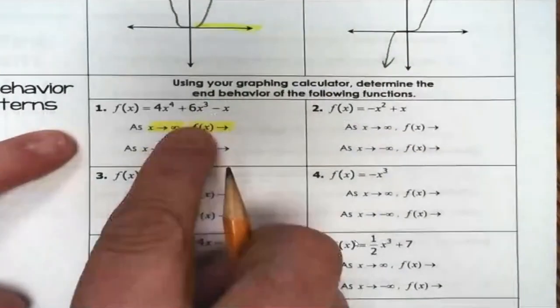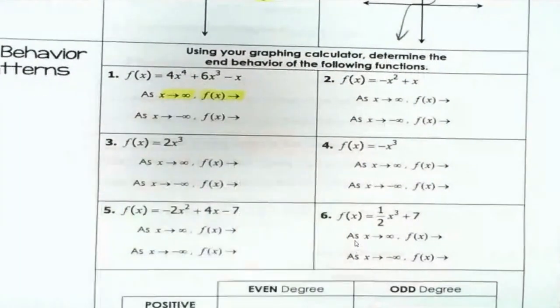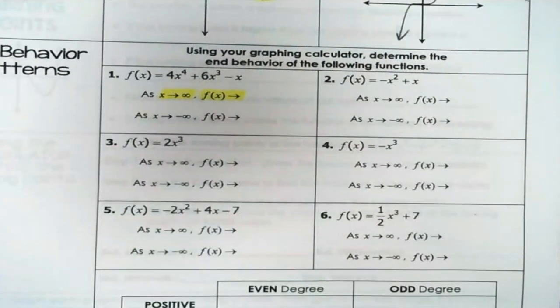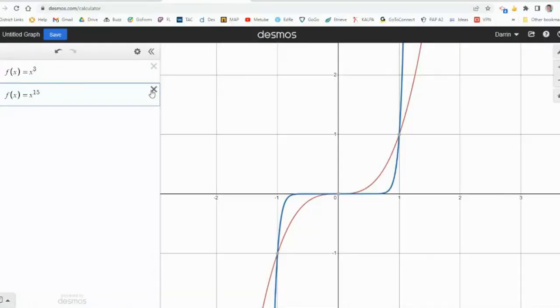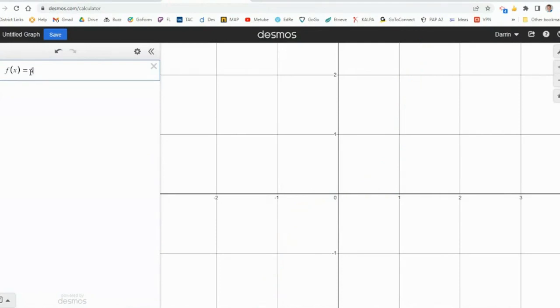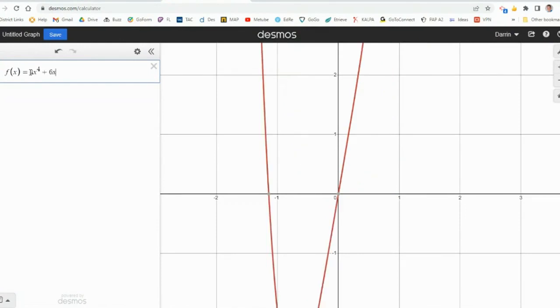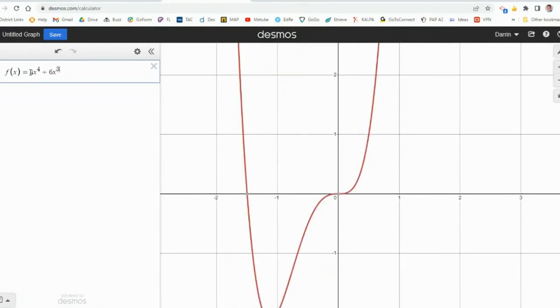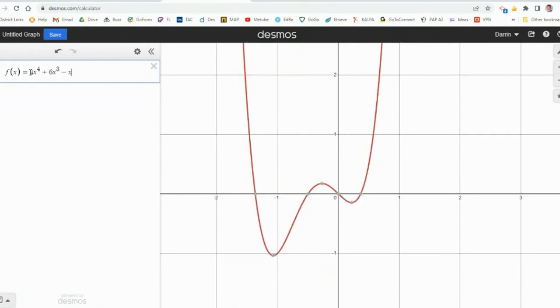But let's check out this equation right there. It says we can use a graphing calculator, so we're going to type that into Desmos. 4x to the fourth plus 6x to the third minus x. Okay, that's what the graph looks like.